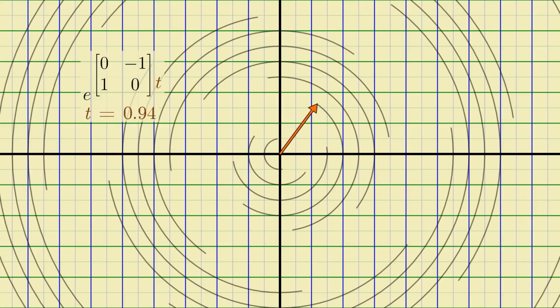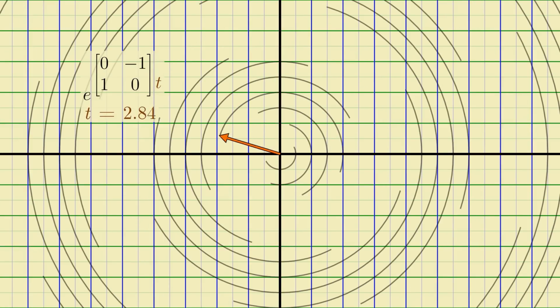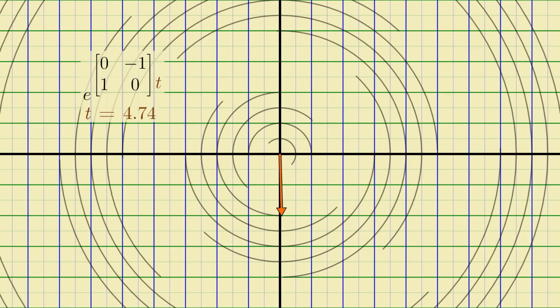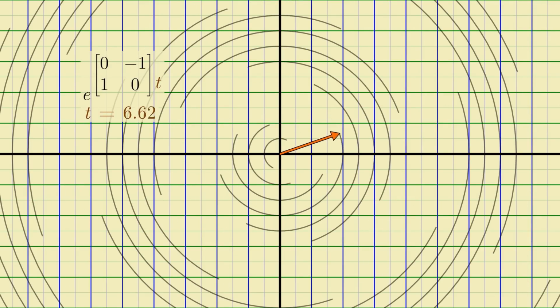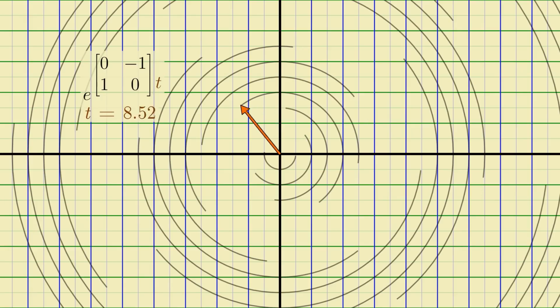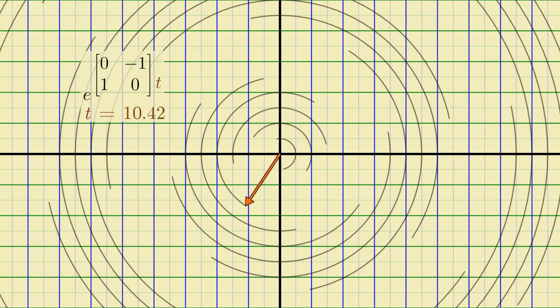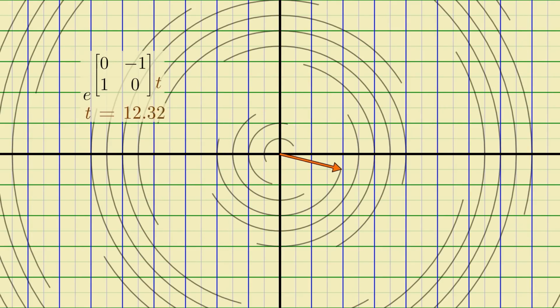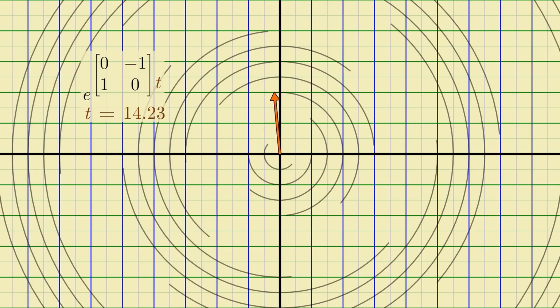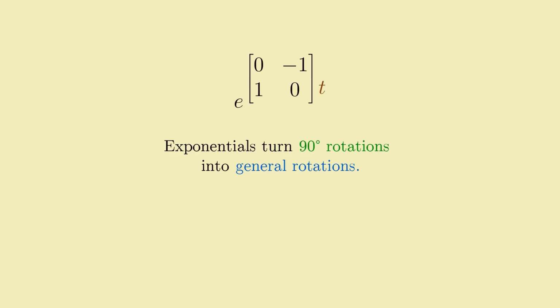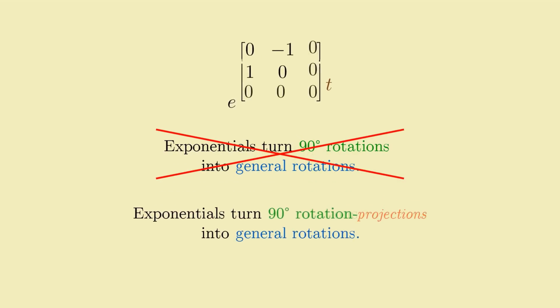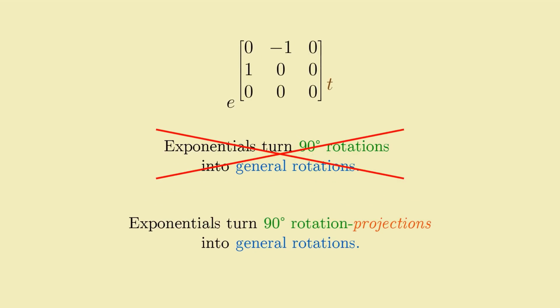And the reason why it was simpler in 2 dimensions is because in 2D, there's only one possible plane of rotation, and all points are already inside it. So there's no need to project vectors onto that plane, and we can simply plug in a raw 90-degree rotator into the exponential. So at a more fundamental level, it seems exponentials don't so much turn 90-degree rotations into general rotations, but it's more that they turn 90-degree rotation projections into general rotations. It's just that in 2D, the projection aspect is hidden from us.